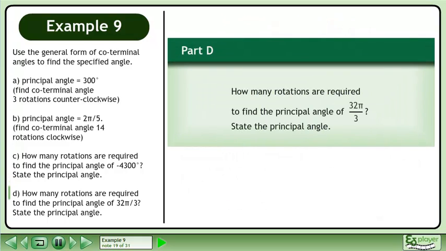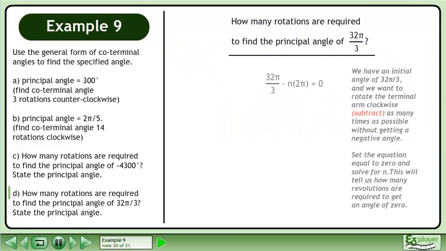In part D, how many rotations are required to find the principal angle of 32 pi over 3? State the principal angle. We have an initial angle of 32 pi over 3, and we want to rotate the terminal arm clockwise as many times as possible without getting a negative angle. Set the equation equal to 0 and solve for n. This will tell us how many revolutions are required to get an angle of 0.